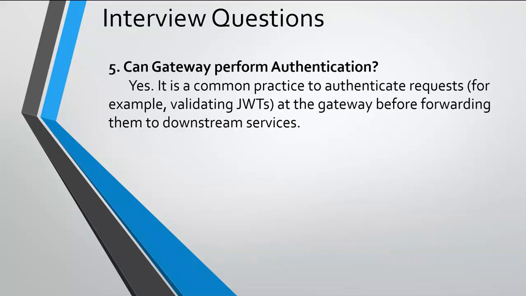Okay, the next one is: can the gateway perform authentication? They will ask where we implement authentication for our application. You can say that in the API gateway layer, authentication will be used. Yes, it is a common practice to authenticate requests, for example, validating JWT tokens at the gateway before forwarding them to downstream services. So the authentication validation will happen here.